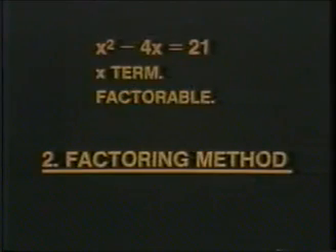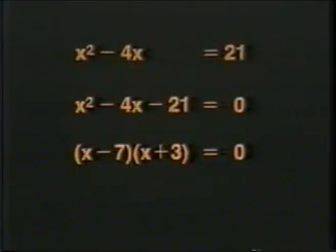Another kind of quadratic equation has an x term, like the 4x here, and it's also factorable, even if it doesn't look like it at first. In that case, we move the number to make the equation look factorable, and we get a 0 on the other side at the same time.